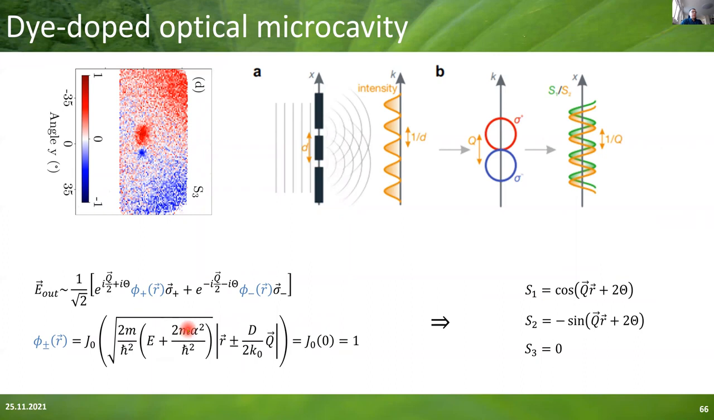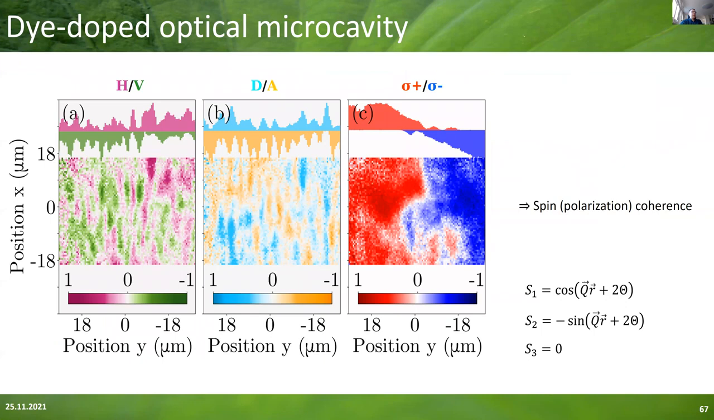And now the argument for this function at the bottom of the parabola, this energy is equal to minus this term, so this is just equal to zero. So the Stokes parameters are very, very simple in this case, and this is what we observe. We observe the stripes in horizontal, vertical, diagonal, anti-diagonal. This is the histogram of the stripes. You see that one stripe has a maximum, another has a minimum, but they are shifted in phase as we expected.